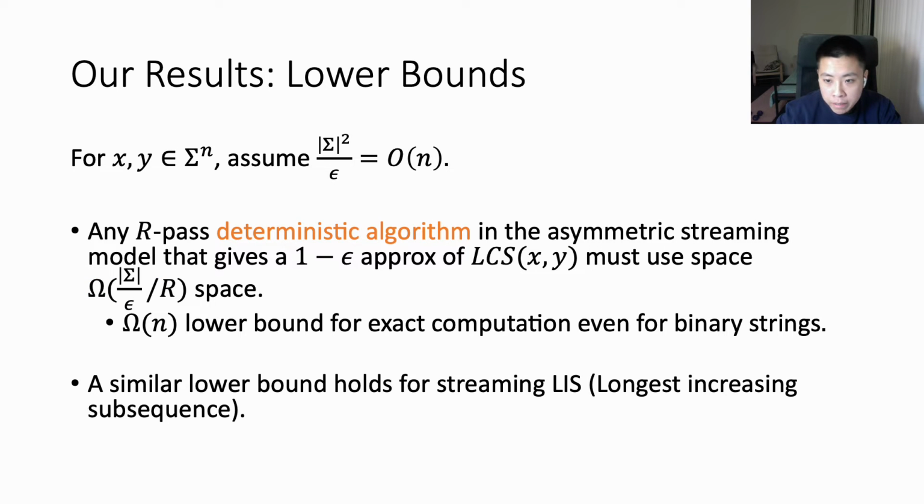For deterministic algorithms, we can prove stronger lower bounds for LCS. Specifically, we have shown that any constant-pass deterministic algorithm in the asymmetric streaming model that gives a 1 minus epsilon approximation of LCS must use space linear in the size of the alphabet over epsilon. Thus, for exact computation, even for binary strings, there is an omega n space lower bound for deterministic algorithms. We also proved that a similar lower bound holds for streaming longest increasing subsequence, which we will discuss later.